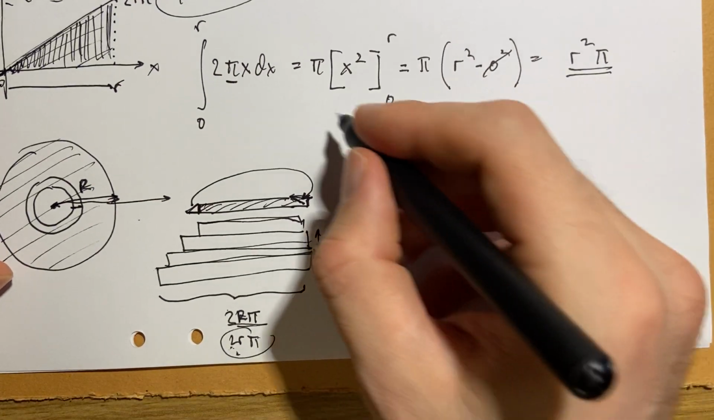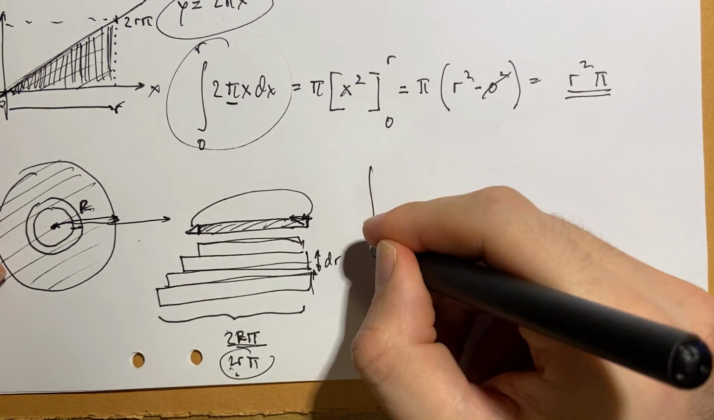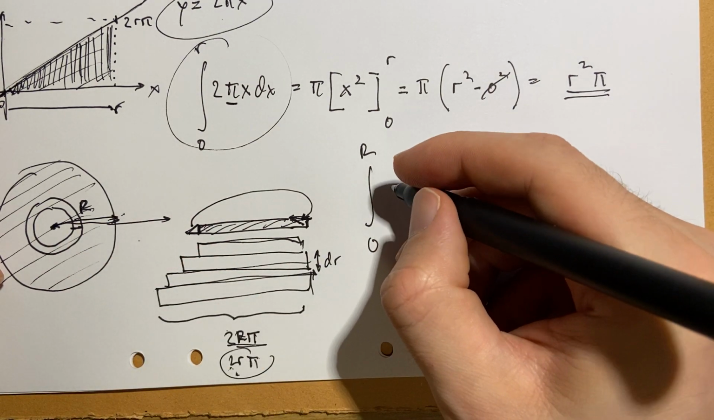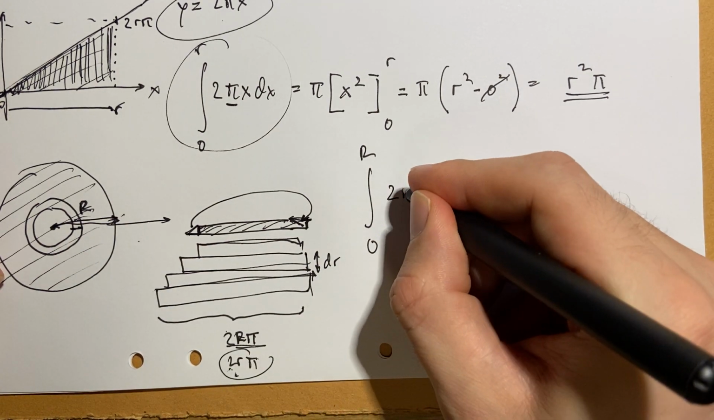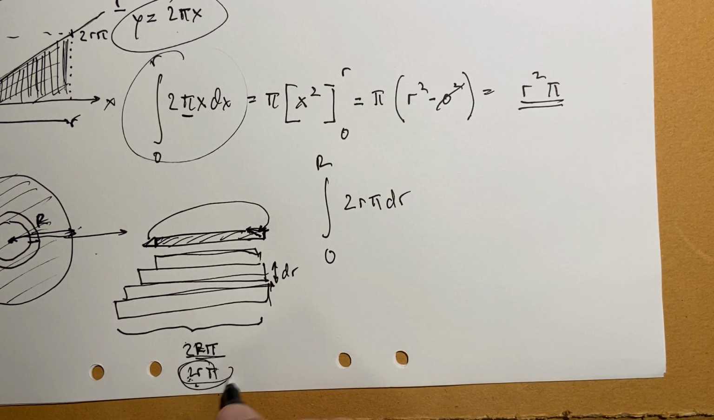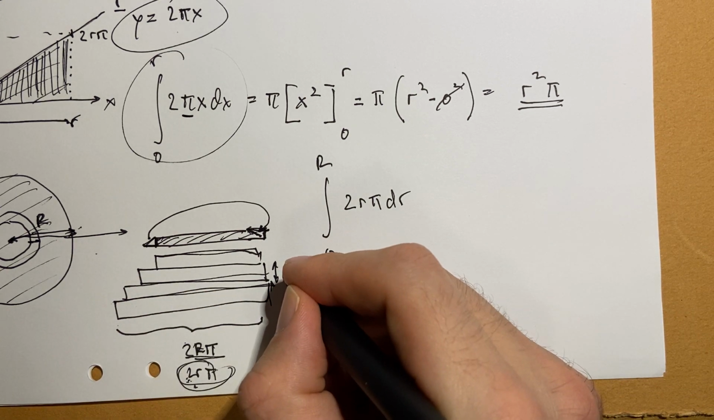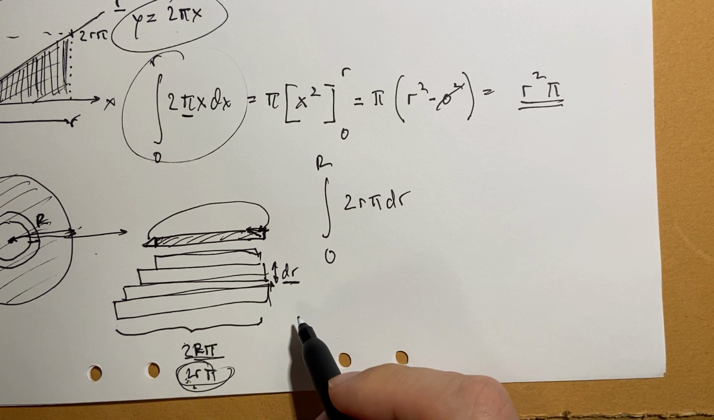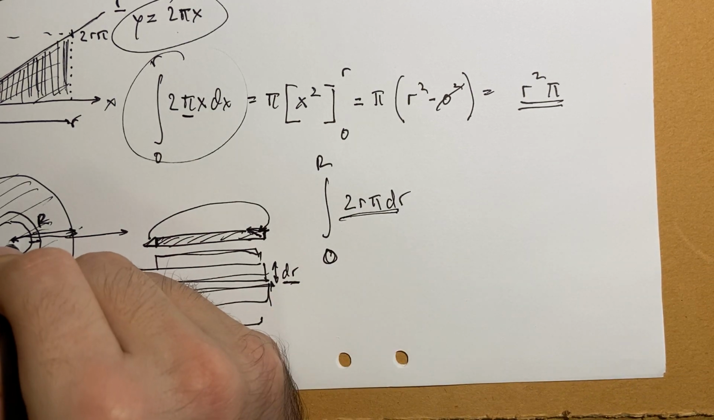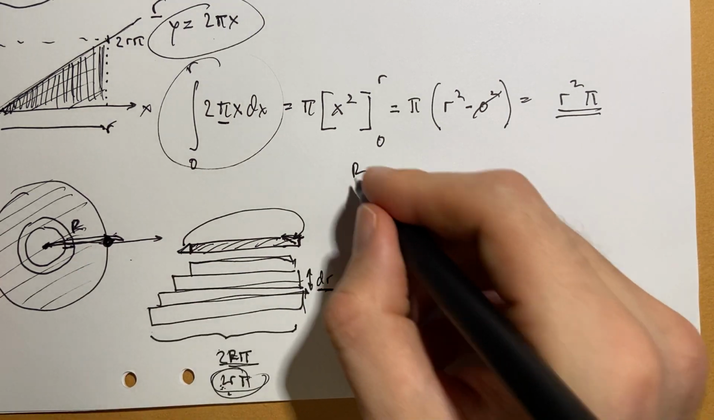What we'll end up with is a very similar expression to this one, or actually the same expression. From 0 to R, remember, big R is the radius of the circle. So we'll have 2r pi dr. Remember, 2r pi is an arbitrary length of one of these rectangles, and dr is the infinitely small width of these rectangles. So we'll add up all of these from 0 to R.